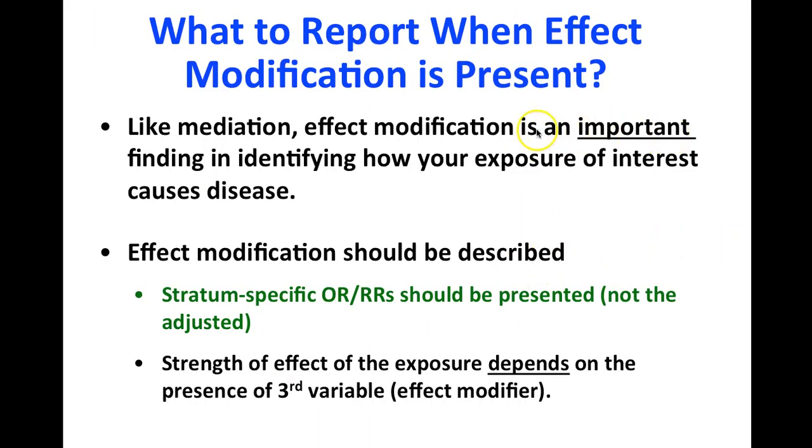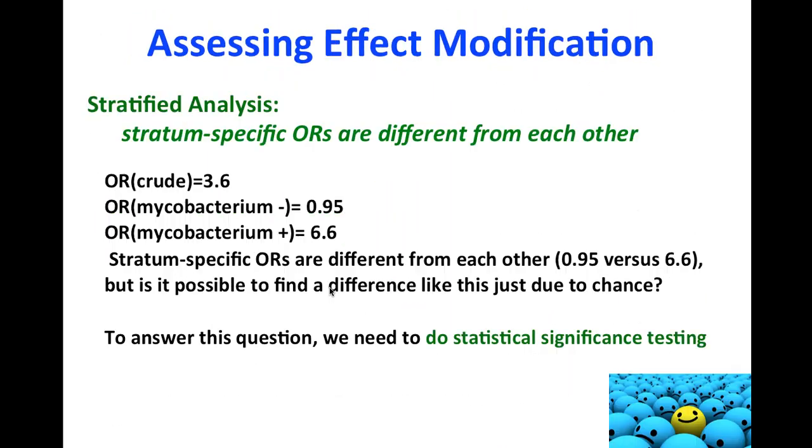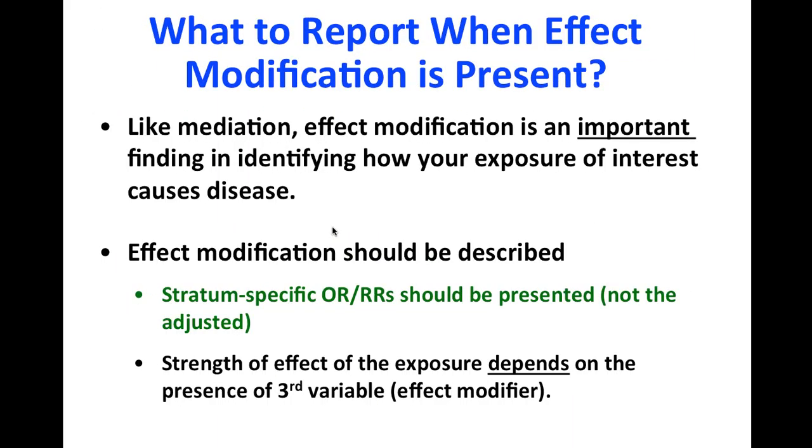What do you report when there's effect modification? Well, the finding is the fact that these two stratum-specific odds ratios are different. That's the most important part. So what are you going to report? You're going to report the stratum-specific odds ratios. Just like with confounding, you report the adjusted Mantel-Haenszel OR. With mediators, you report the crude. With effect modification, the finding is in the stratum-specific estimates, so that's where you report it. The stratum-specific odds ratios or risk ratios should be presented and not the adjusted, because the strength of the association depends on the presence of the third variable. So that's how that works.